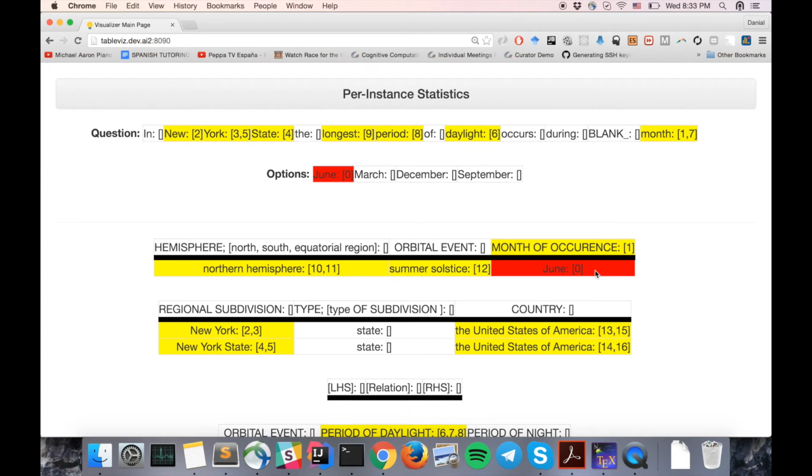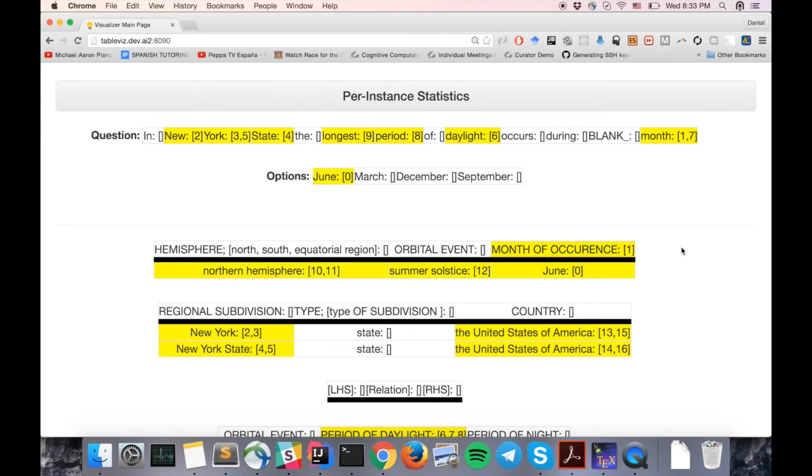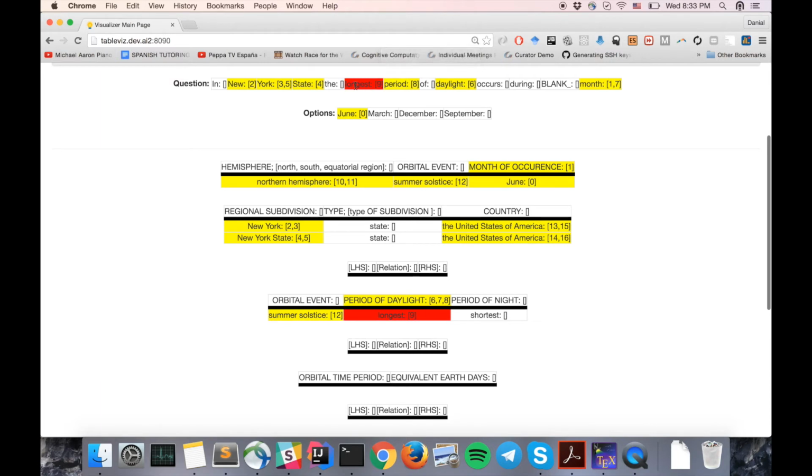For example, June with number 0 is aligned to another June with number 0, or month from the question is aligned with month of occurrence in the title of a table. The two table rows, New York and New York State, are aligned with the mention of New York in the question. Longest in the question is aligned with the longest cell in a table. Period with period of daylight in the title. Daylight with period of daylight title again. Month aligns with month of occurrence and period of daylight.